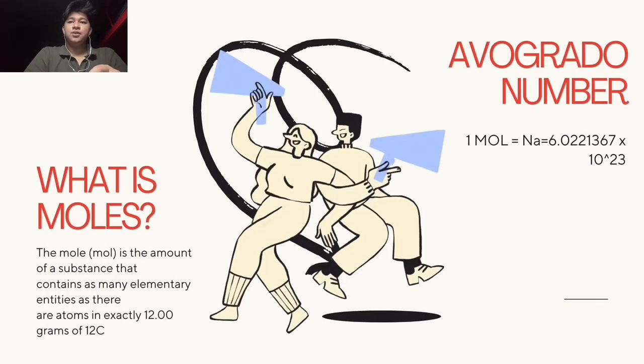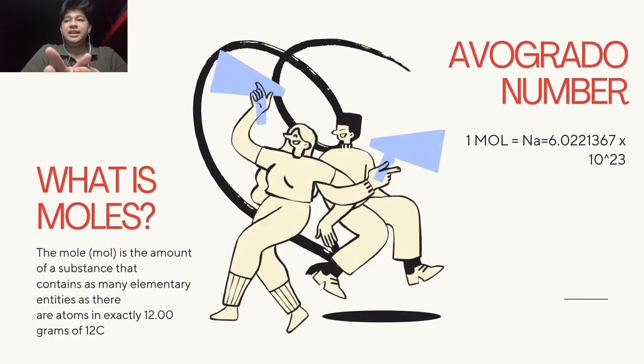So now we talk about moles. Mole is the amount of substance that contains as many elementary entities as there are atoms in exactly 12 grams of 12C. So the Avogadro number: 1 mole equals NA, equal to 6.022 × 10^23. That number is constant.